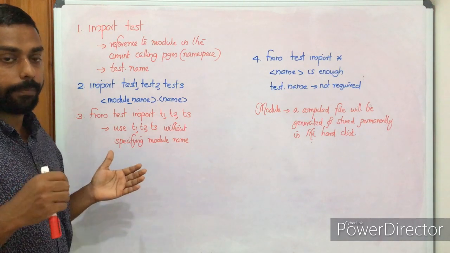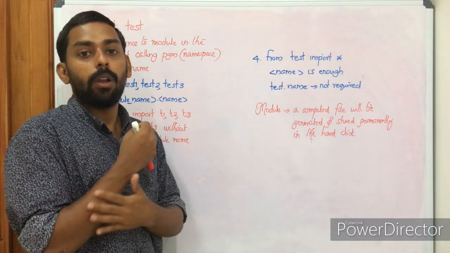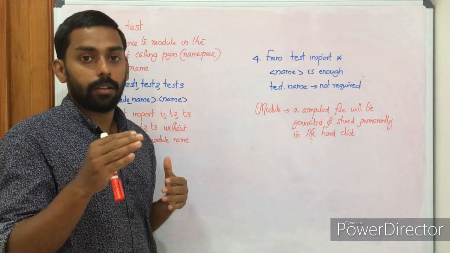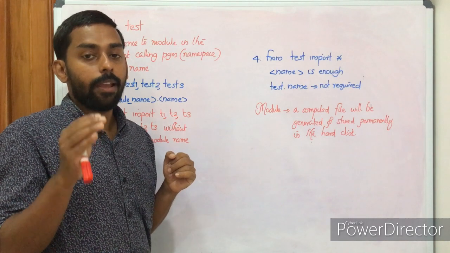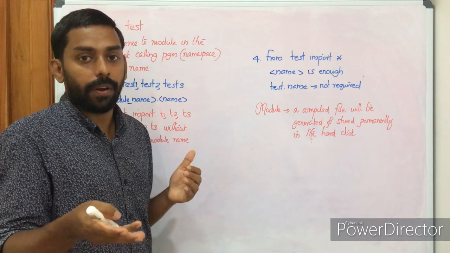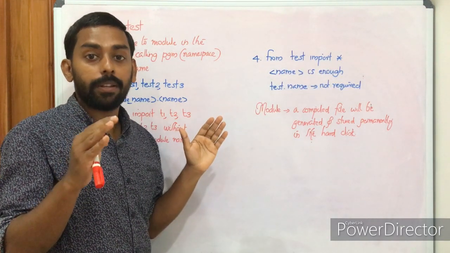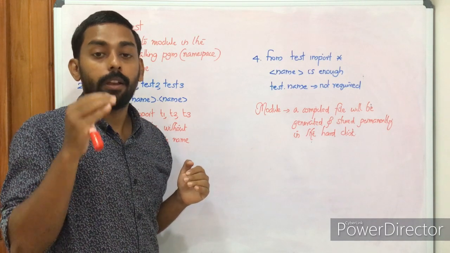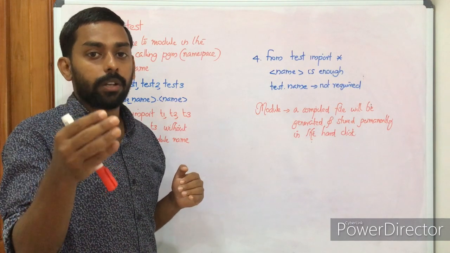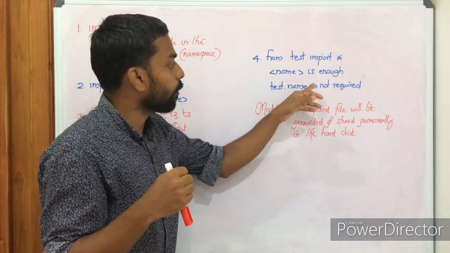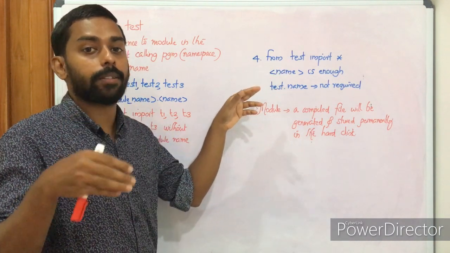And our last one, from test import star. We know all the attributes present in test will be imported to what? The current calling program or the namespace, and it gives access to all the functions. And we can access it directly. Here name is enough, in the sense that the module name need not be specified. Module name is not required at the time of calling the functions available in that module. That is, test.name is not required, as there is a possibility of accessing it directly.